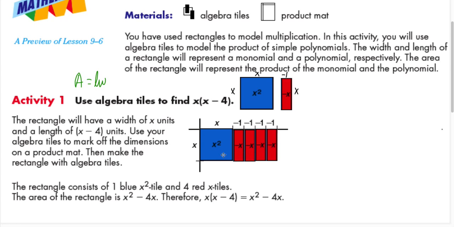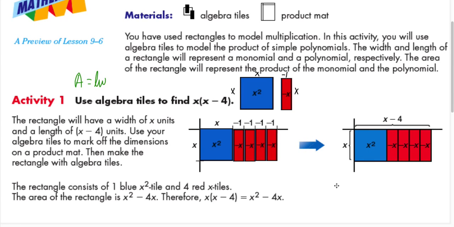So what do we have? We have x squared minus 4x, because there are 4 red x tiles. So it gives us x squared minus 4x. The rectangle consists of 1 blue x squared tile and 4 red x tiles. Therefore, x times the quantity x minus 4 is equal to x squared minus 4x.